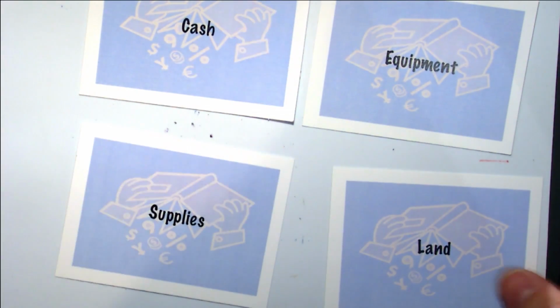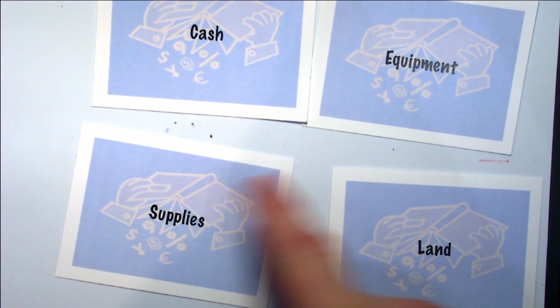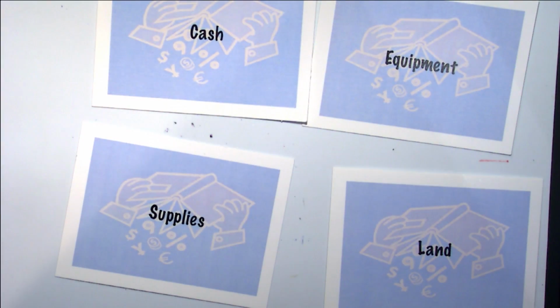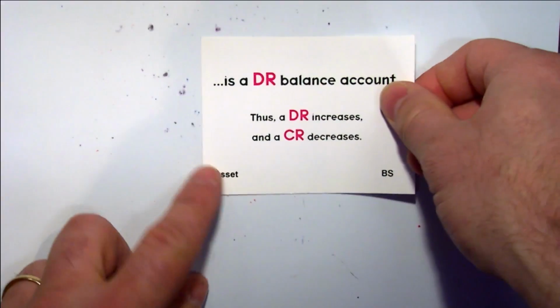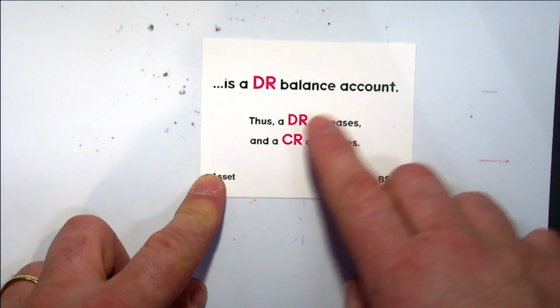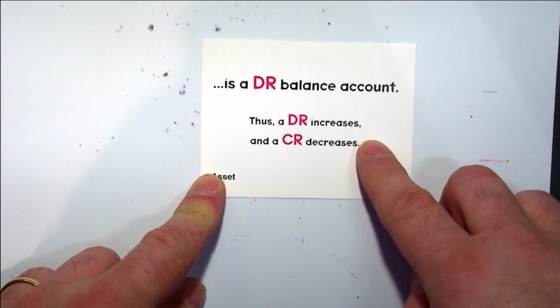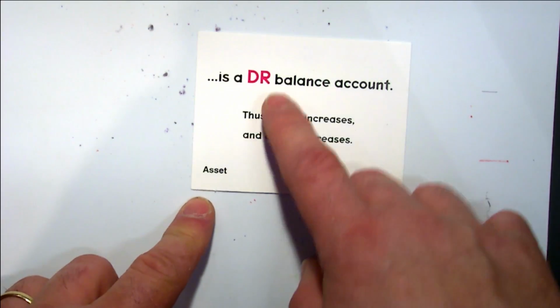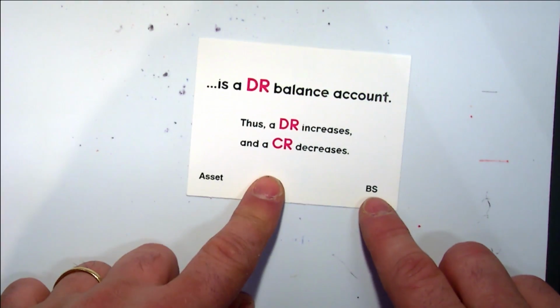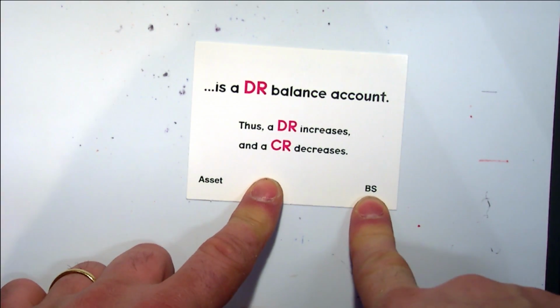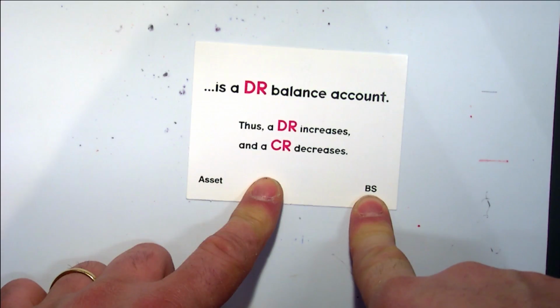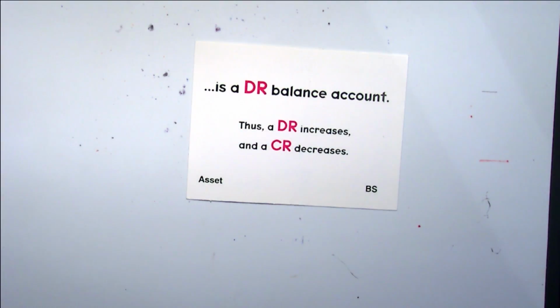Like here's 4 different assets: cash, equipment, supplies, land. That's on the front of the flashcard. On the back of the flashcard, this is for cash, is a debit balance account. Thus, a debit increases it, and a credit decreases it. And then I even went further and said, and cash is an asset, and what financial statement does cash go on? The balance sheet. So you make a flashcard for each one of those accounts.